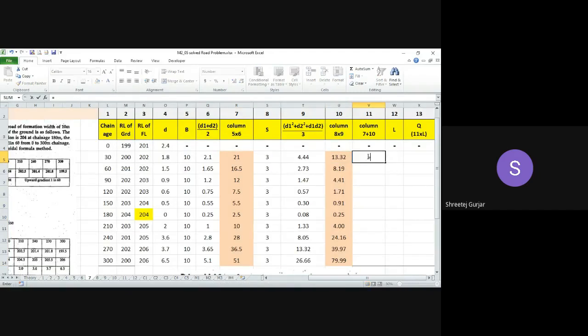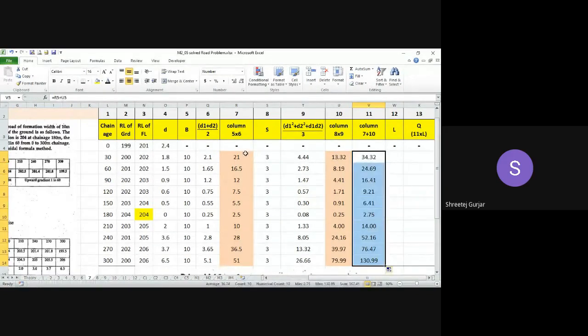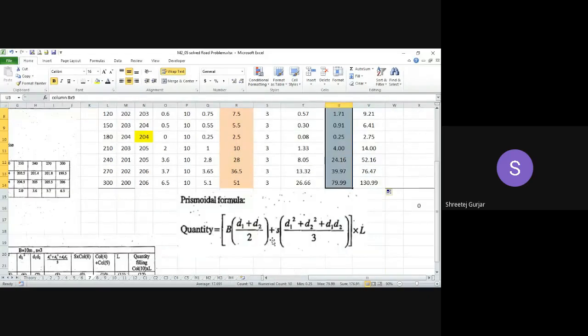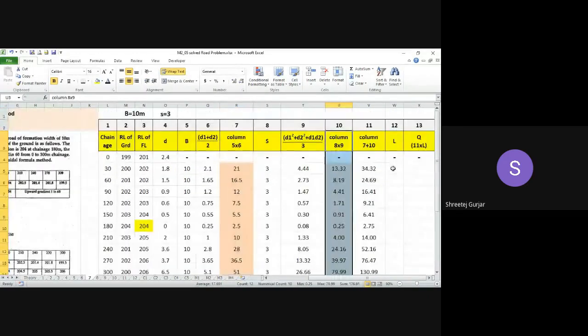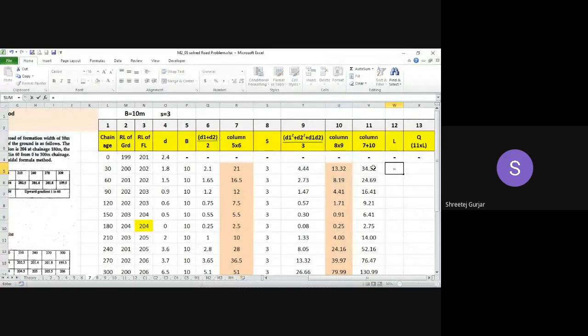That is column 7 plus column number 10. It is plus, it is not multiplication, because this is B into (D1 plus D2) by 2, and this column is S into this whole term. So we have plus in between. We have to add these two and then multiply that by L.